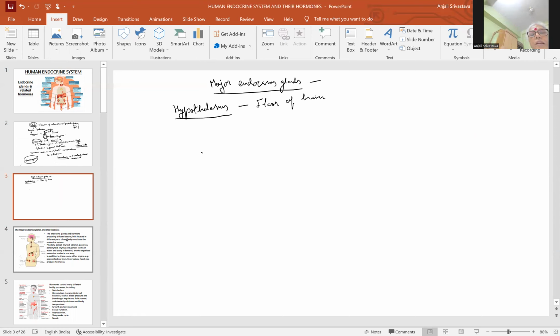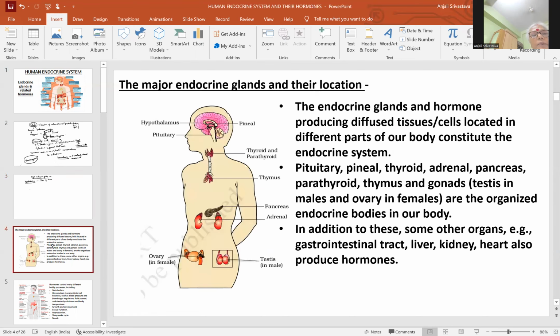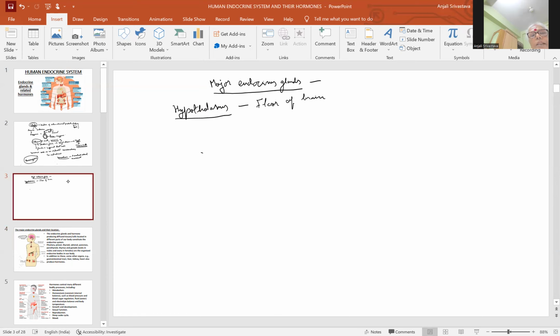On the basis of that hypothalamus, you can see here, this is the region of hypothalamus. First, let us see the names of all the endocrine glands, then we will see their hormones. This is situated at the floor of the brain, and just below it is situated the pineal body, that is also called the third eye.